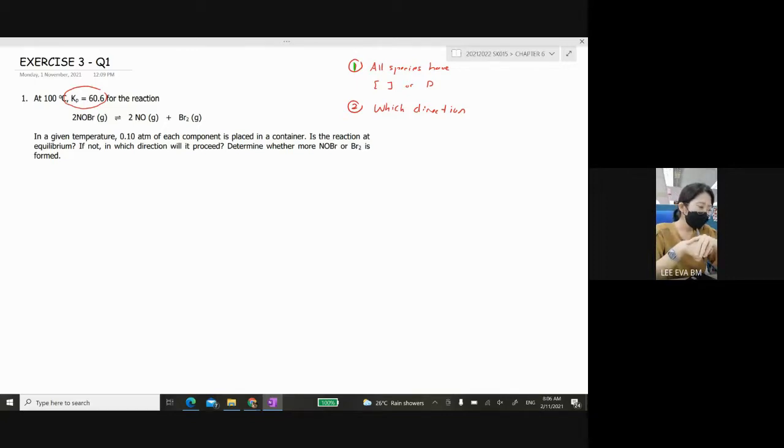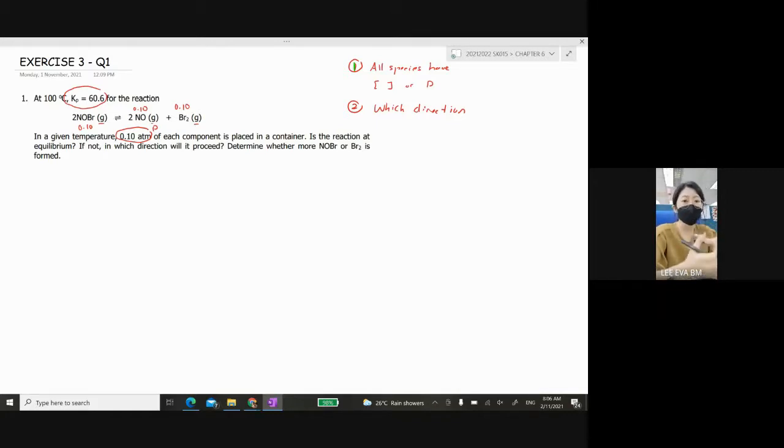So at the given temperature, 0.10 atm of each component is placed in the container. This already refers to partial pressure. Looking back at your equation, all species are gases. It says each component, so for NOBr you have 0.10 atm, for NO you have 0.10 atm, and for bromine gas you also have 0.10 atm. Every species is placed in a container, and then it asks.